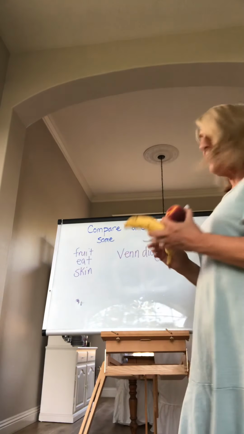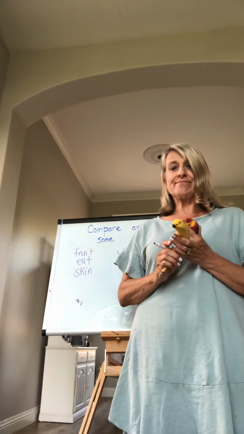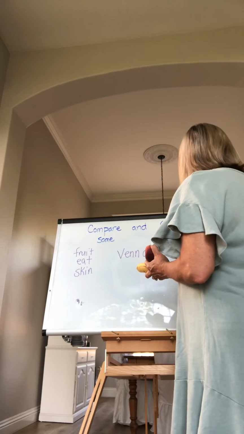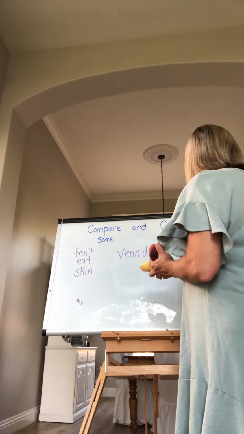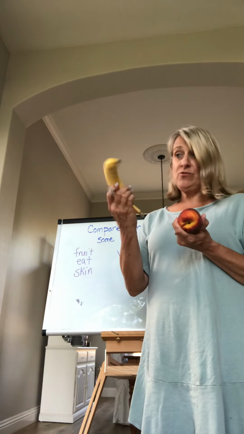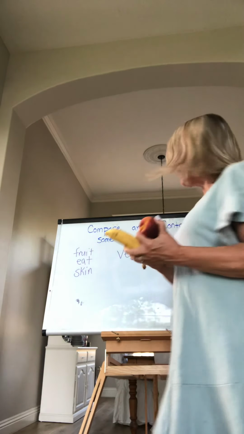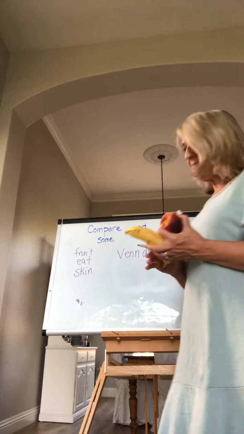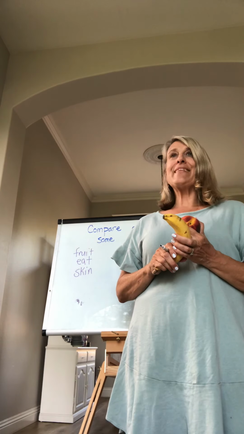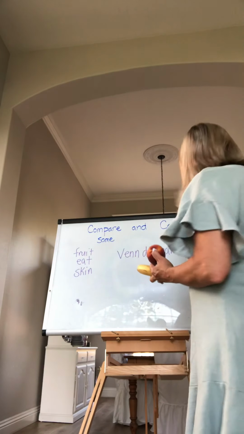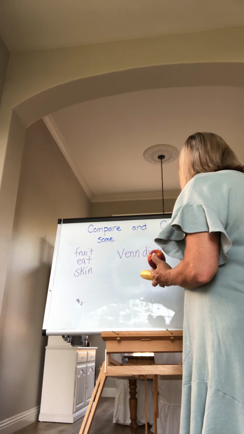All right, how are they different? They taste different. That's right. They're shaped different. One's round, one's kind of long. So I'm going to write the shape is different. That's right. Peaches have a pit. A banana doesn't. All right.